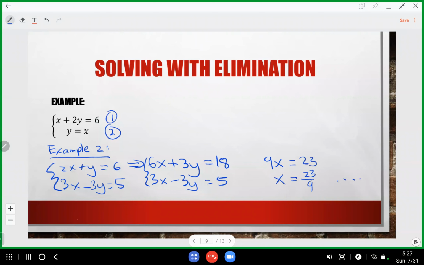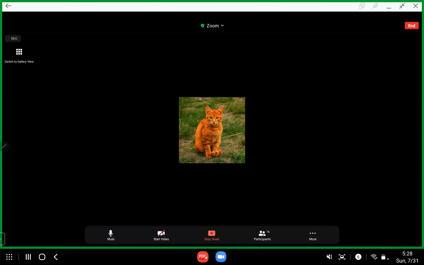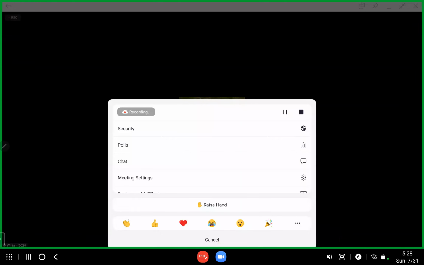If you don't have x and negative x that you can directly cancel out, you're going to have to make it so that you can cancel it out. You can multiply numbers into these equations to make it cancel out, because not every equation is going to have y and negative y for you to cancel. It's not going to be that straightforward.